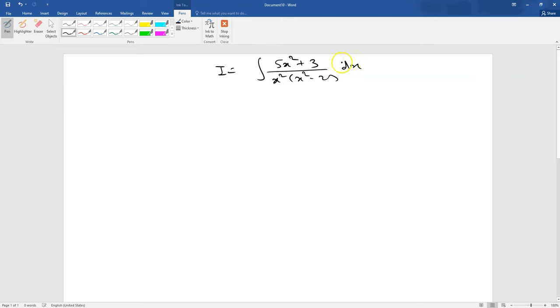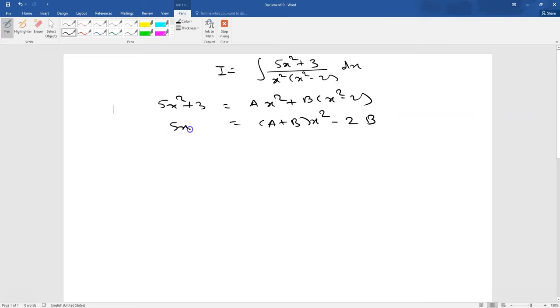This is a partial fractions, right? So we have to split 5x square plus 3 in this way so that both of them come inside it. Now let's see, 5x square plus 3 is equal to a x square plus b x square minus 2. So if we take x square common, it will be a plus b x square minus 2b. So 5x square plus 3.